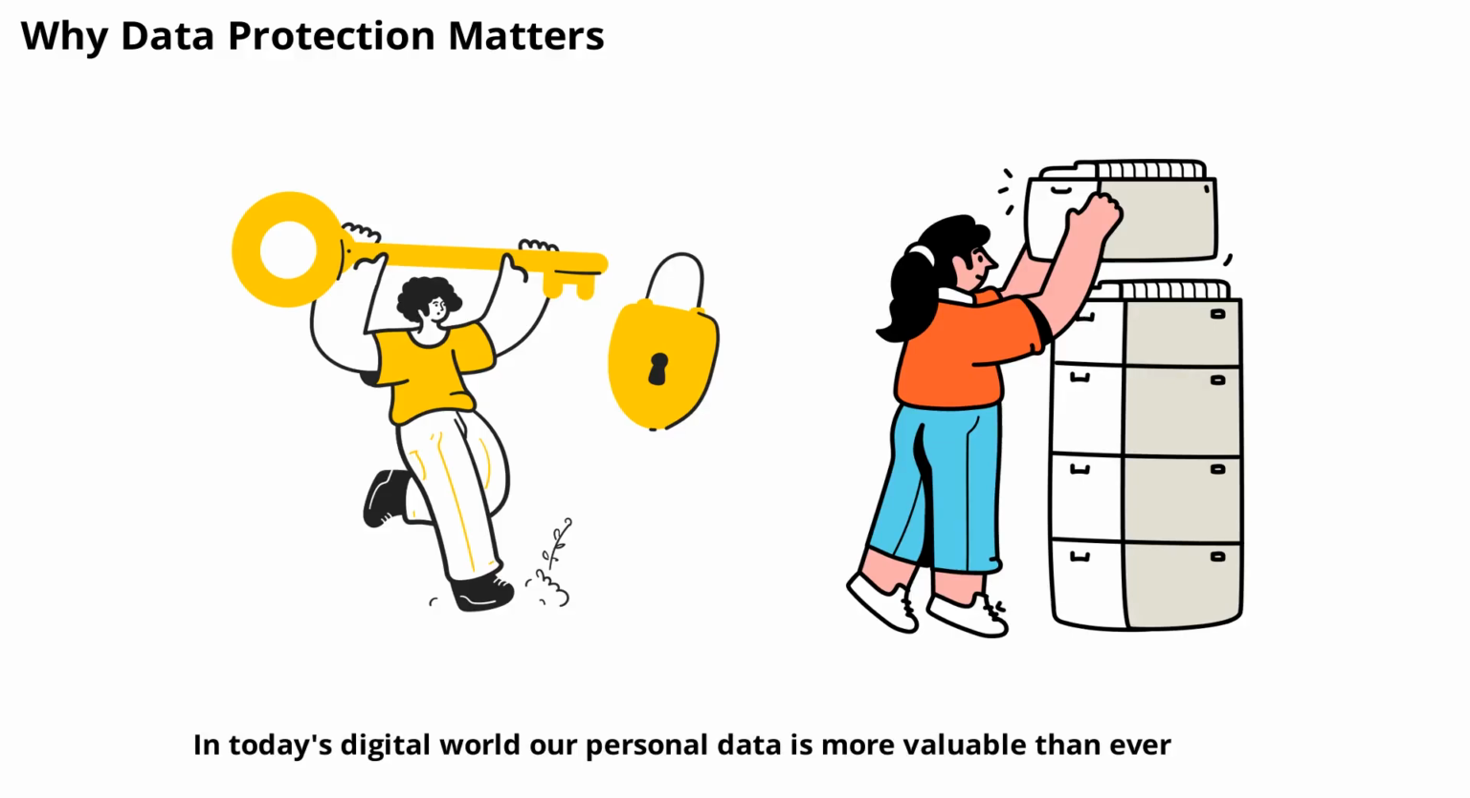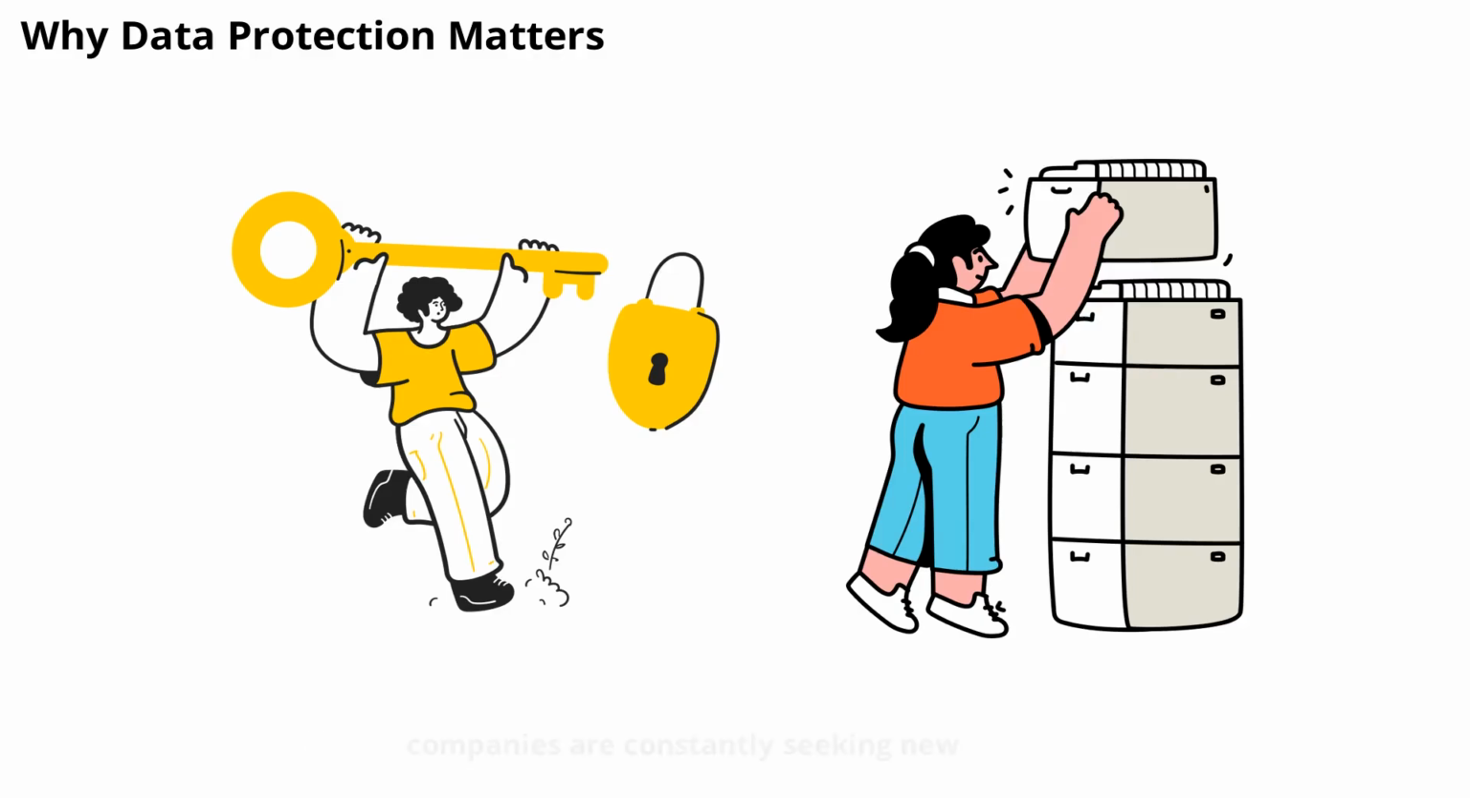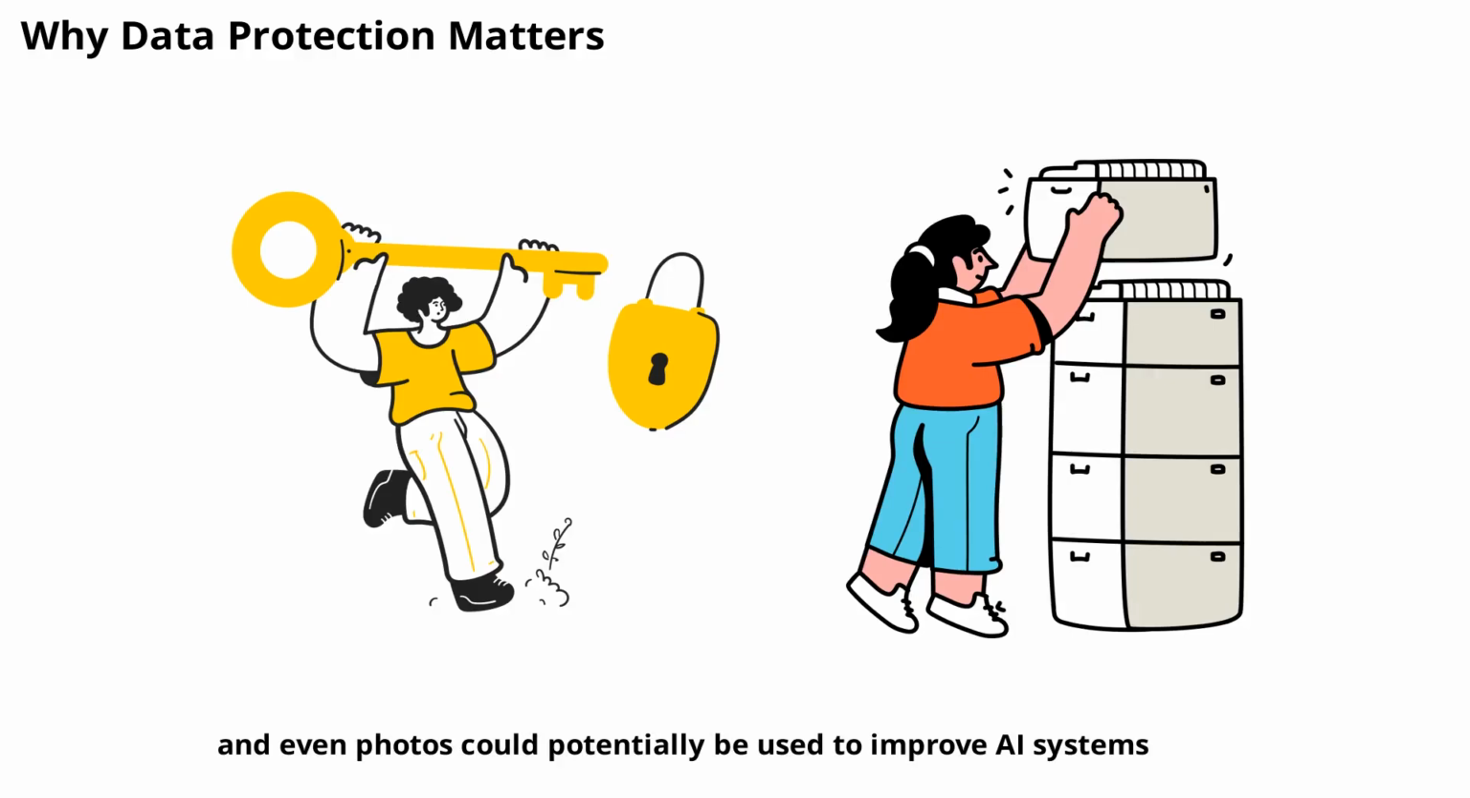In today's digital world, our personal data is more valuable than ever. With the rapid advancement of artificial intelligence, companies are constantly seeking new data sources to train their models. This means that your online activities, messages, and even photos could potentially be used to improve AI systems. Understanding why protecting your data is important is the first step.